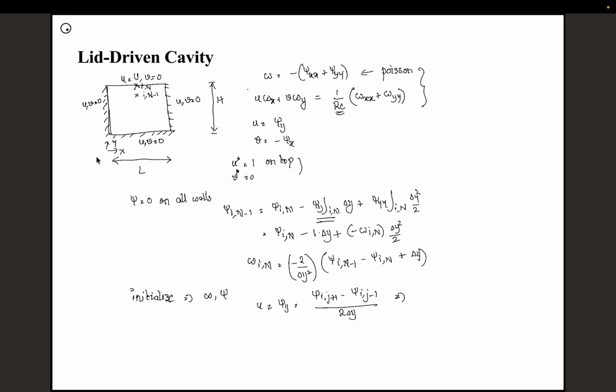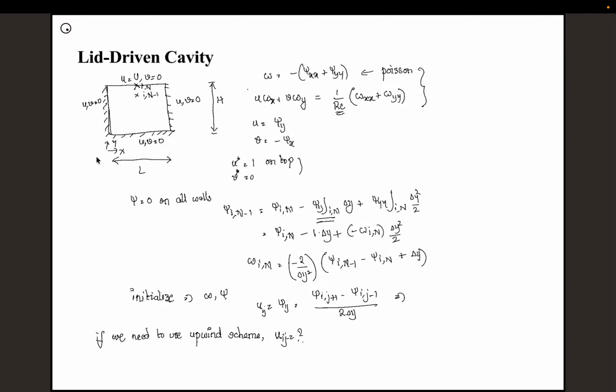Or maybe I will rephrase the question. If I want to use an upwind scheme, how would this change? Let's write it as u at j.